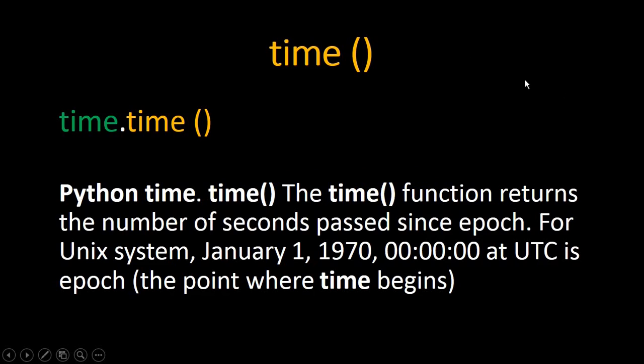For the first method, we have the time method. For calling the time method, just type here the name of the library and dot and the name of the method and these parentheses. Here's some explanation about it. The time function returns the number of seconds passed since epoch for Unix system, January 1, 1970. This information will be clear when we run this code.